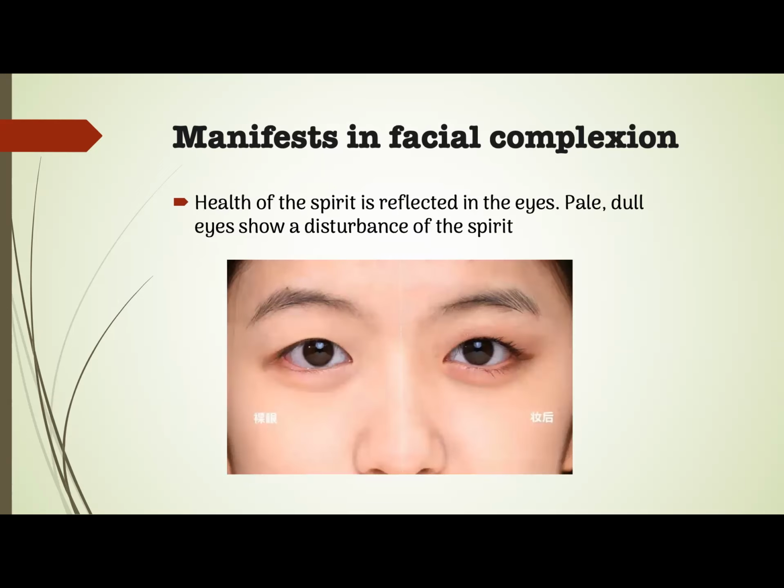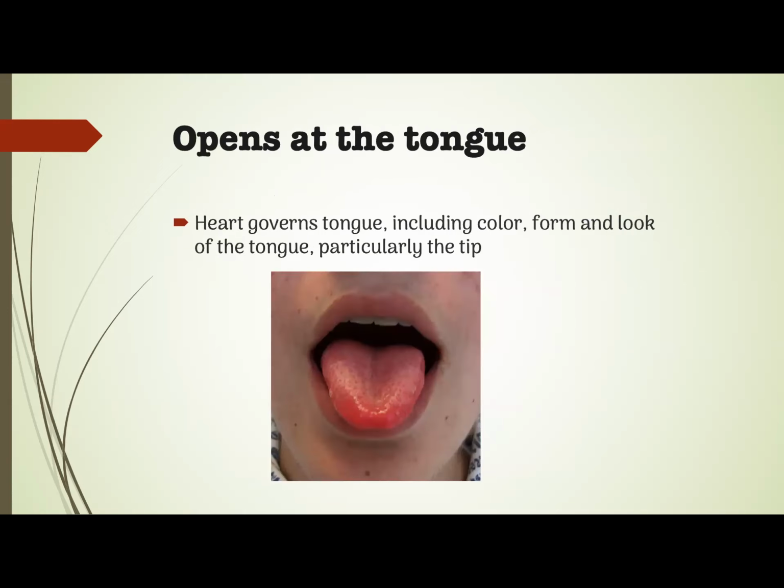Okay. Health of the spirit is reflected in the eyes. Pale, dull eyes show a disturbance of the spirit. Okay. It opens at the tongue. Heart governs the tongue, including the color, the form, and look of the tongue, particularly the tip. Remember.